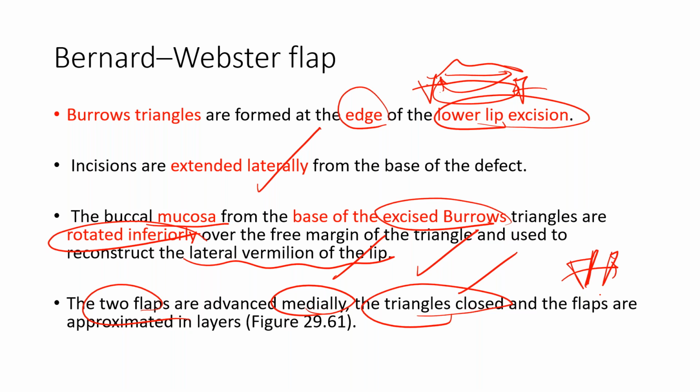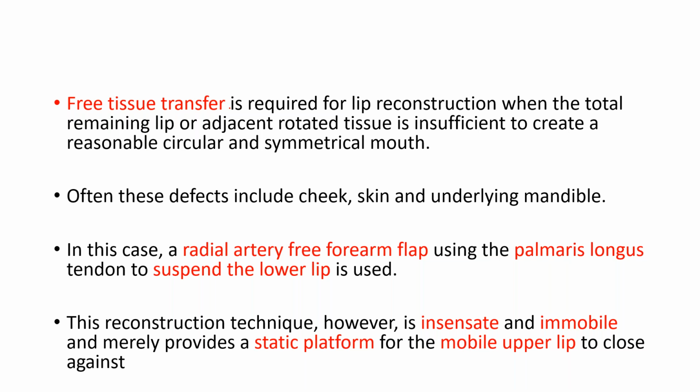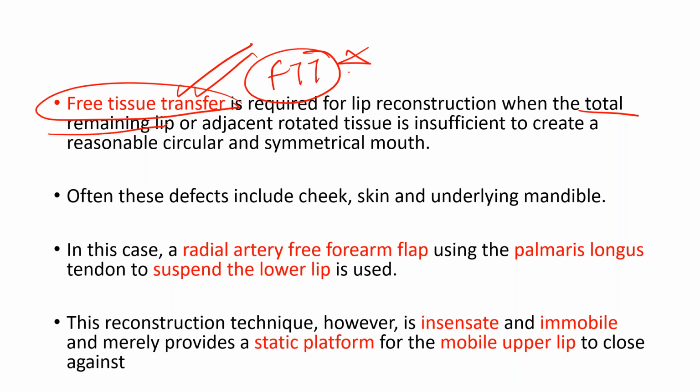The triangle becomes like this. Okay. The flaps are approximated in layers. What is the last technique that you have? The free tissue transfer is good. So it creates a total or remaining lip. Free tissue transfer is the final, the latest technique of reconstruction. Just remember the word free tissue transfer.